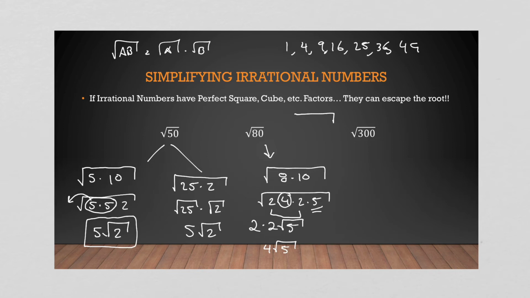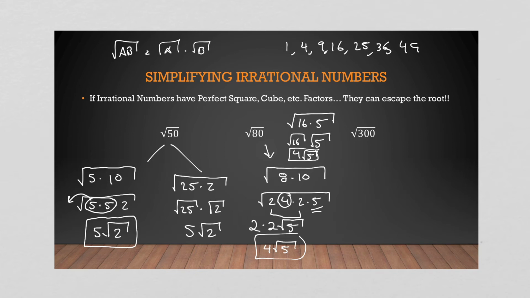Which means if you did know your multiplication a bit more confidently, you could say, well, 16 times 5 is 80, which means root 16 times root 5, which means 4 times root 5. So in the end, you end up in the same place. As long as every time you can see two identical factors, they can come out of the radical.